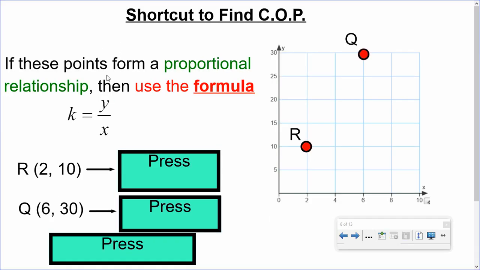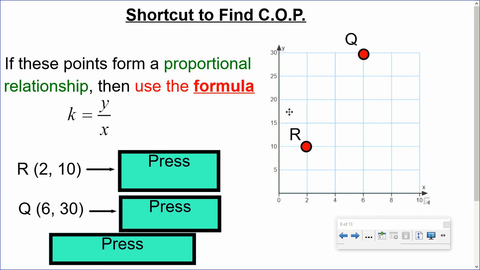By the way, there is a nice shortcut to finding the constant of proportionality that we went over in the video previously we made about COP. So you might want to utilize this formula: k equals y over x, where k stands for constant of proportionality. x and y are coordinates, and remember, it's the y value over the x value in your coordinate.